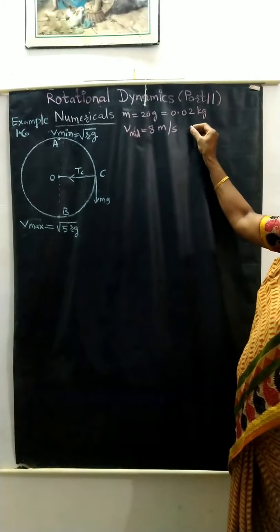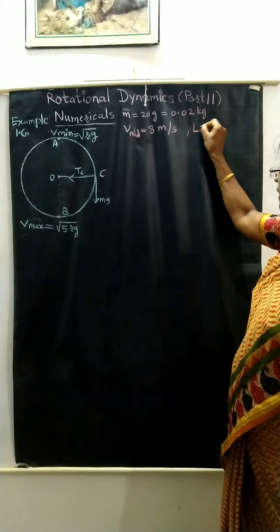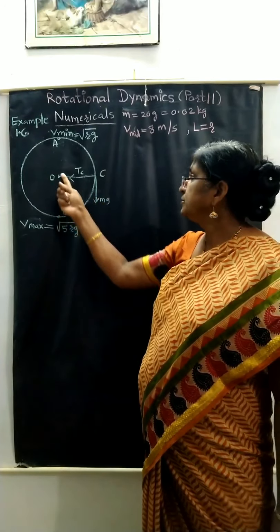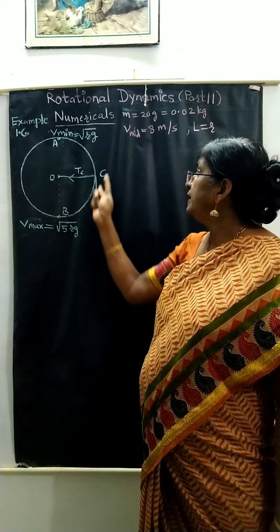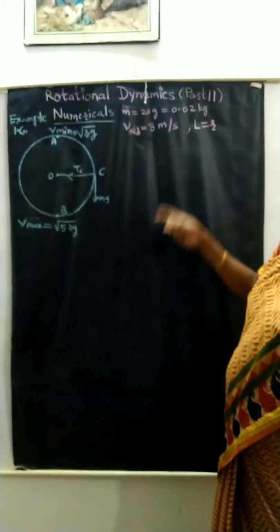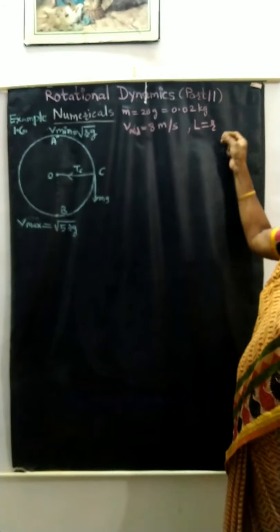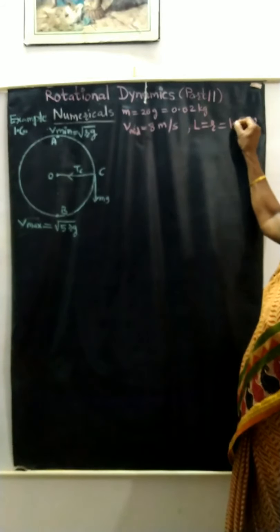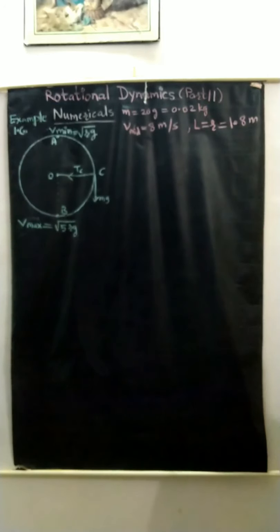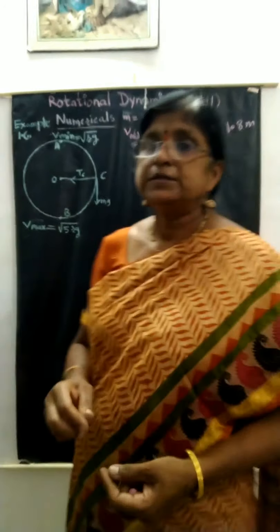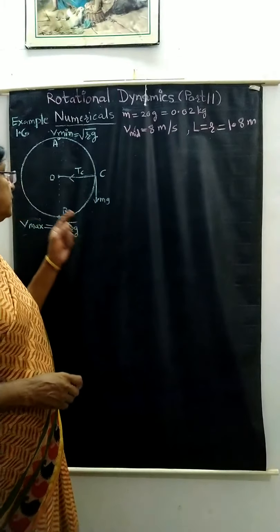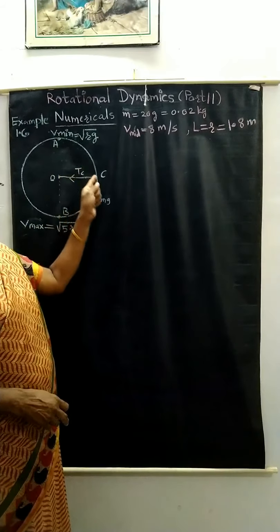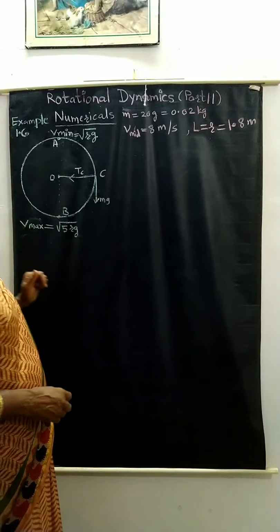In the problem, it is given that the length of the string, that is the radius of the circle. Here the problem is such that the stone is tied to a string and it is whirled in vertical circle. So length of the string means radius of the circle, and it is given as 1.8 meter. Now simply we have to apply the law of conservation of energy. So we are going to consider the point A and point C for calculating minimum kinetic energy.